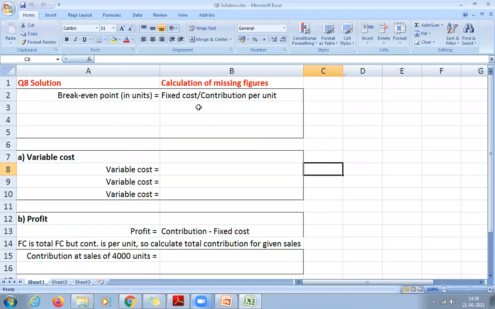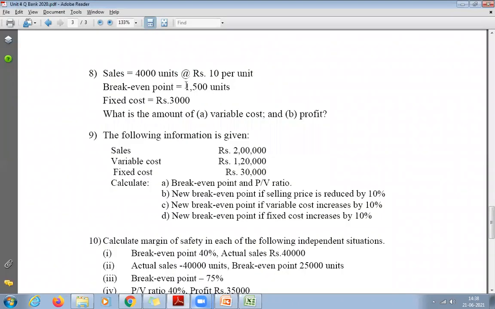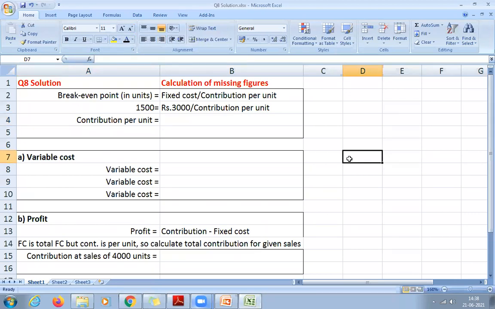So fixed cost divided by contribution per unit. I don't know the contribution, but I know the BEP value, 1,500 units. Now cross multiply: bring the contribution to the left-hand side and take 1,500 to the right-hand side, it becomes divided by. So 3,000 divided by 1,500 is 2 per unit. Now I got the contribution.